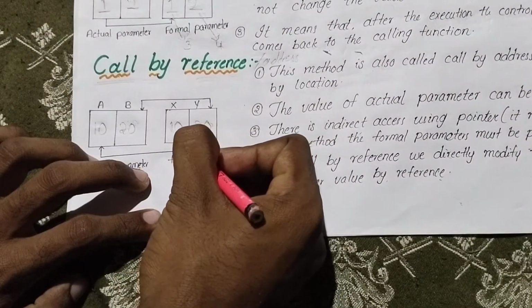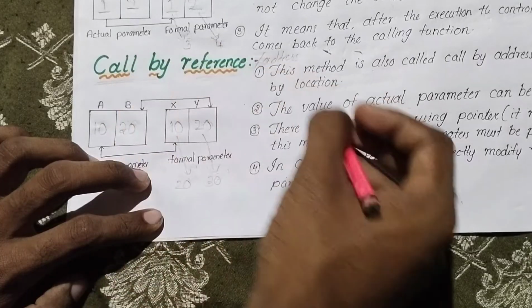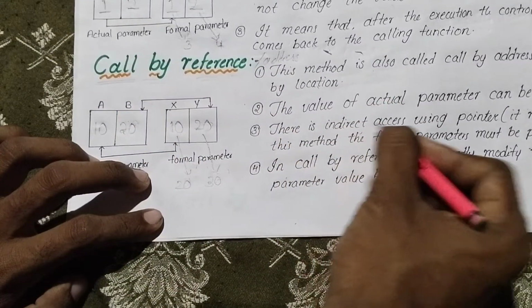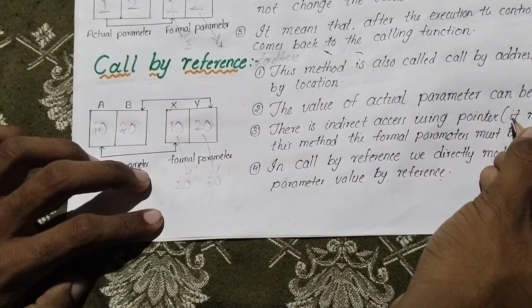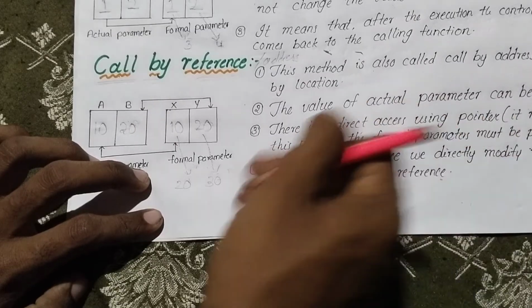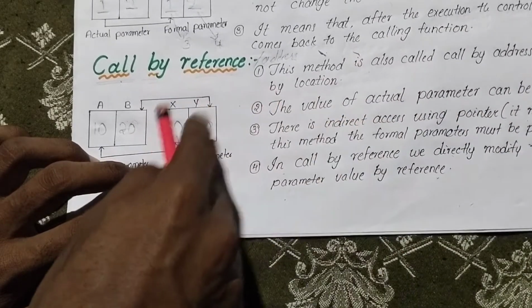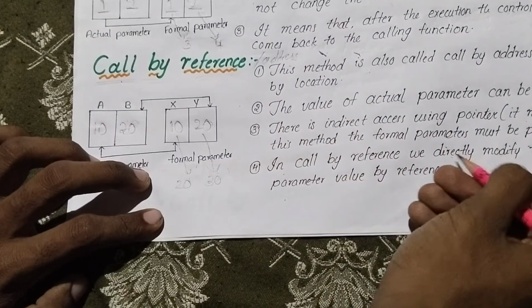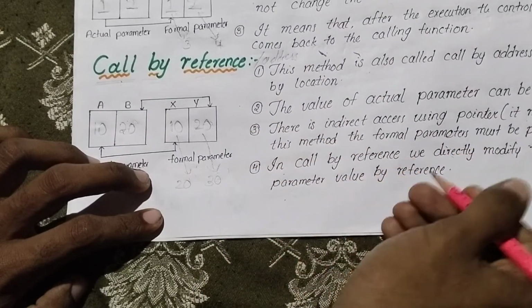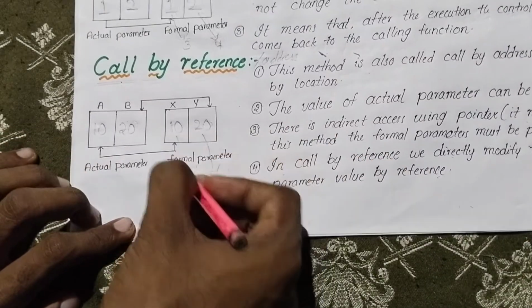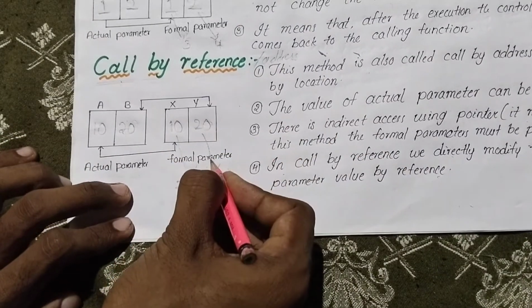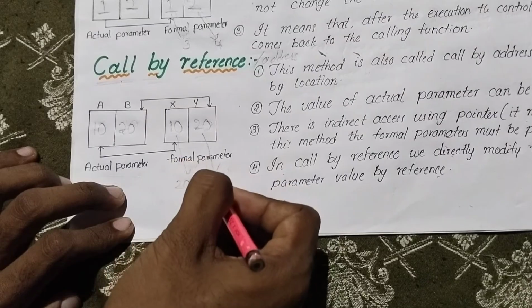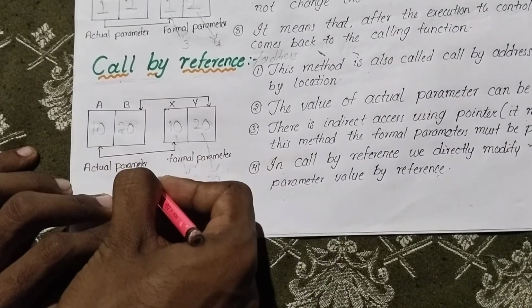Now let us see some more points related to call by reference. There is indirect access using a pointer. It means that in this method the formal parameter must be a pointer variable. In call by reference, we directly modify the actual parameter value by reference. This is what I said before: a change in the formal parameter also affects the actual parameter.